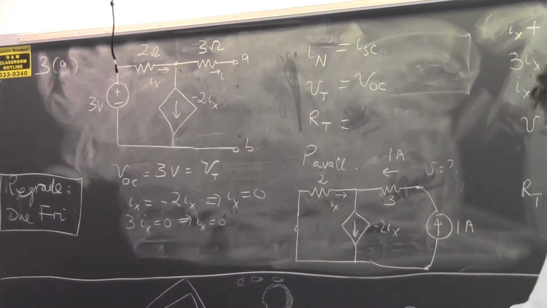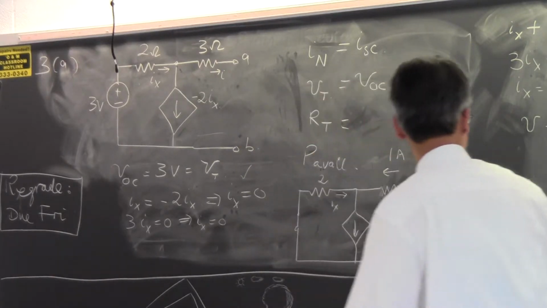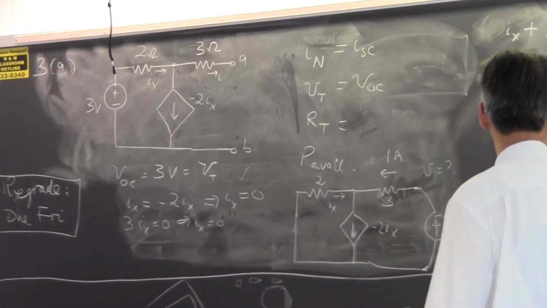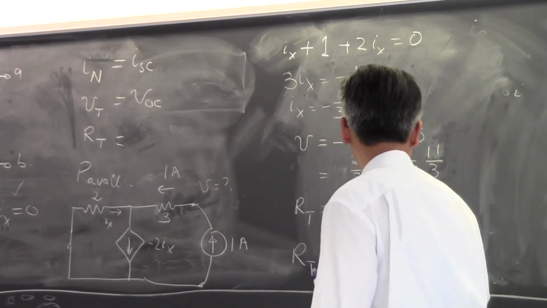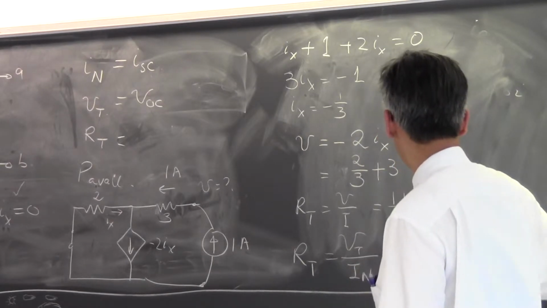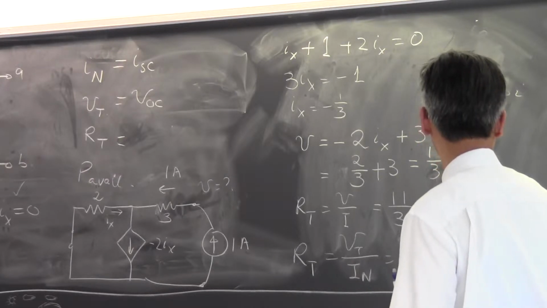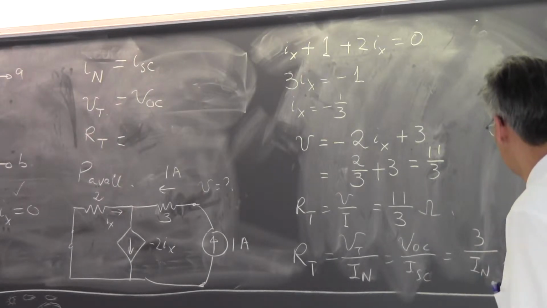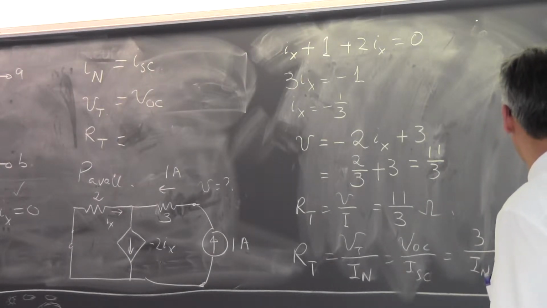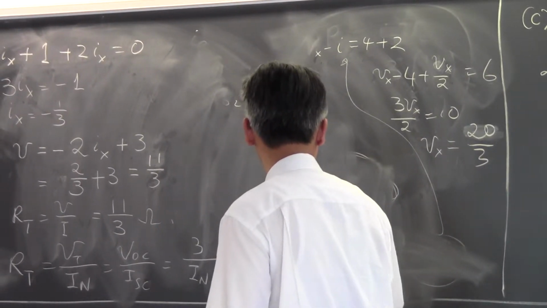R Thevenin should be 11 over 3. Okay, 11 over 3 ohms. And then from this, because you know what VOC should be, R Thevenin is also equal to V Thevenin over I Norton, or V open circuit over I short circuit. And then this is 3, this is I Norton, and then you would have that I Norton must be equal to 3 over RT, which is 3 times 3 over 11, which is 9 over 11.